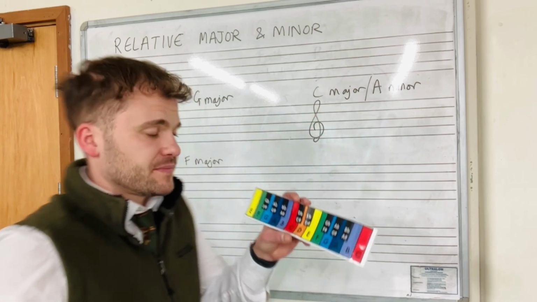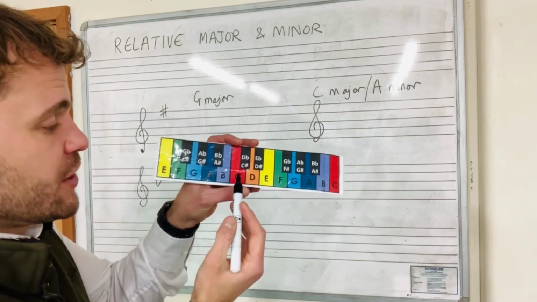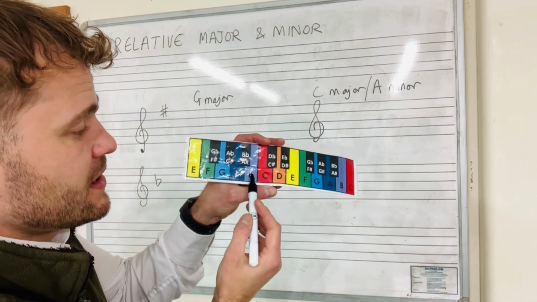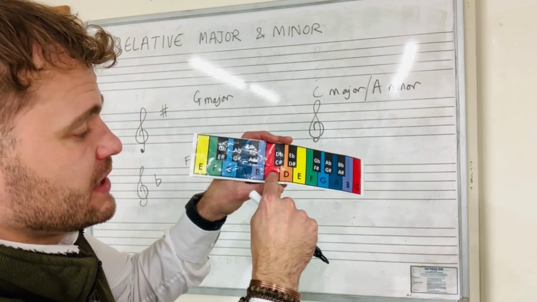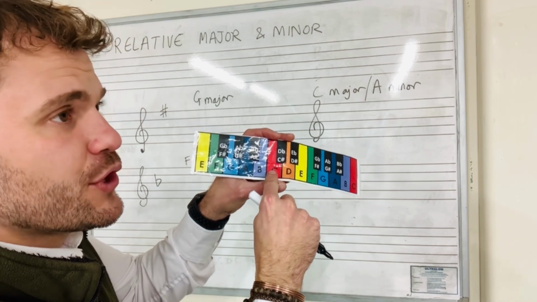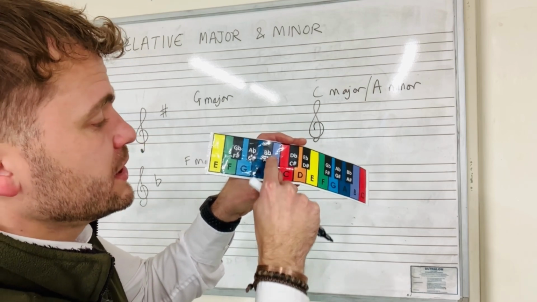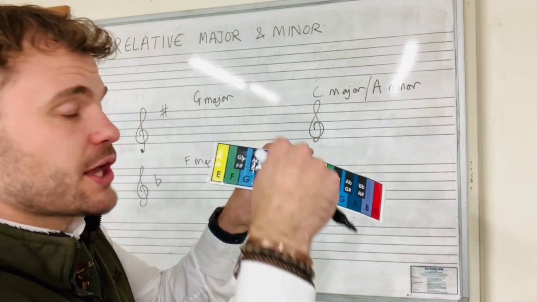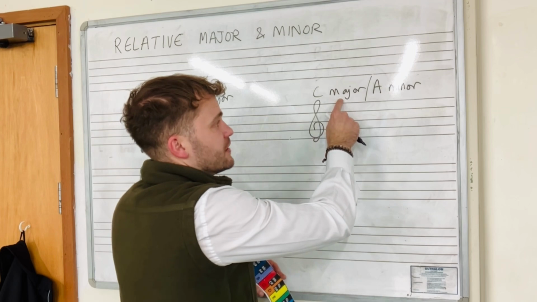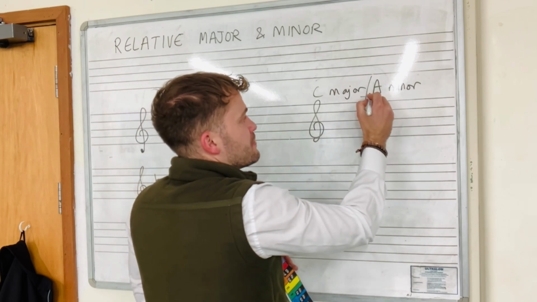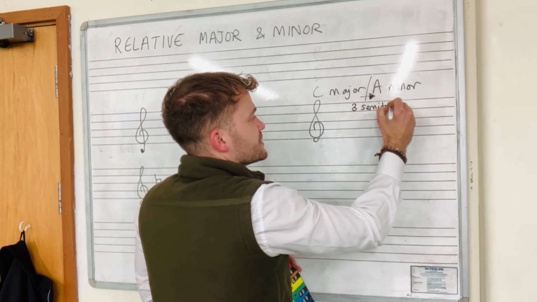Look at the link between A and C. If I take a C just here, we've got C, B, B flat, A. If I was to press the C and then count down the notes until I get to an A, so I've pressed the C, I'm going to count down 1, 2, 3. So I would be going down 3 semitones. From C major to A minor is 3 semitones.